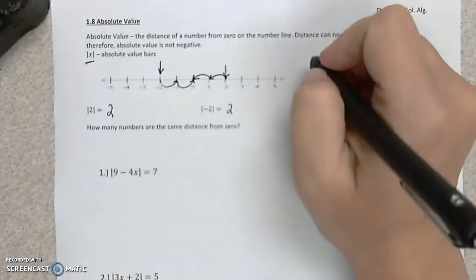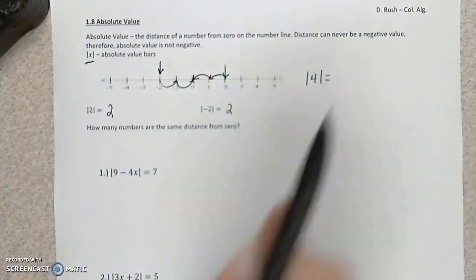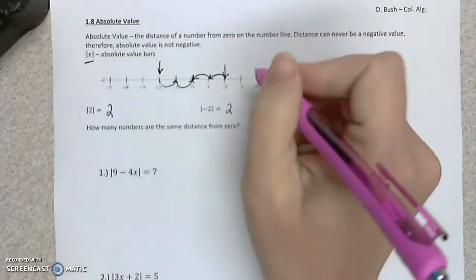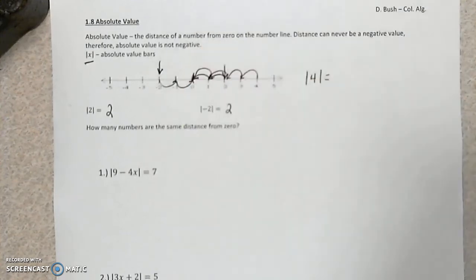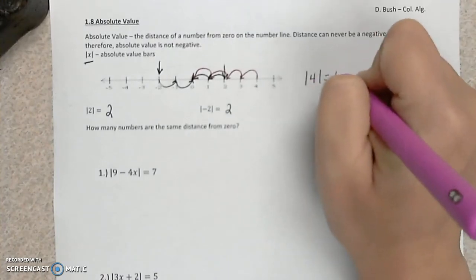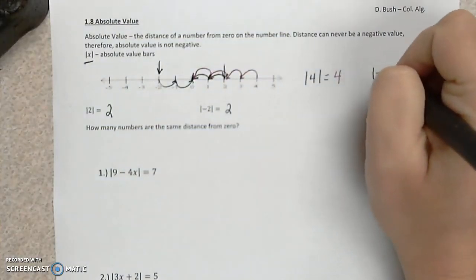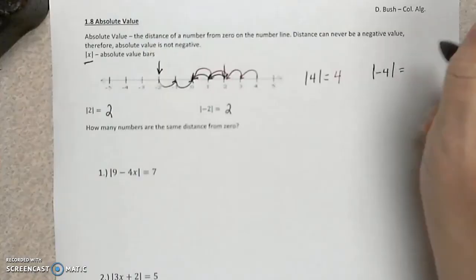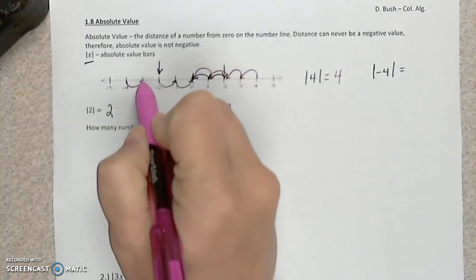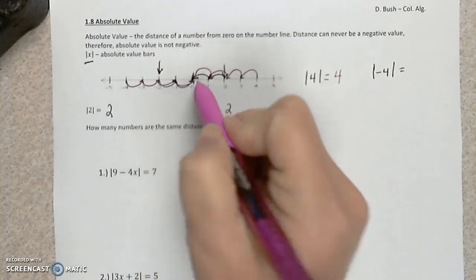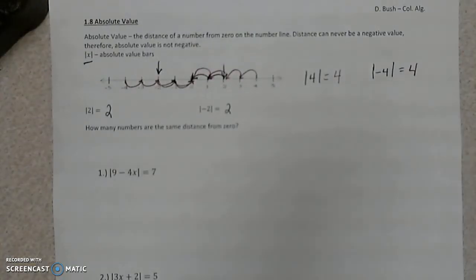If I look at some other numbers, maybe 4, I want to know how far is 4 from 0, so I'm looking at the absolute value of 4. If I go to 4 and count back to 0, that would be 1, 2, 3, 4. So I can see that the absolute value of 4 is 4, or 4 is a distance of 4 from 0. Then if I look at the distance of negative 4 from 0, or the absolute value of negative 4, if I were at negative 4 and counted back to 0, I would go 1, 2, 3, 4. So negative 4 is also a distance of 4 from 0, or the absolute value of negative 4 is 4.